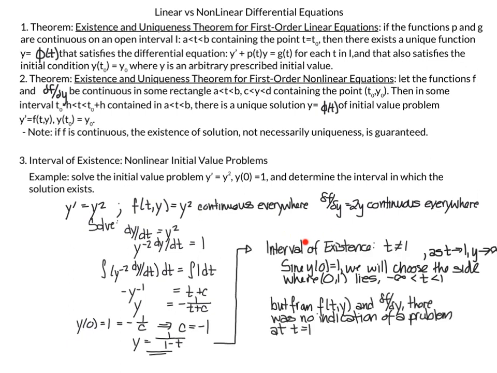Now I can look at my interval of existence. Here, if I look at y, obviously it does not include t is equal to 1. So the interval of existence is t is not equal to 1, even though my f of t, y and my df/dy show that it's continuous everywhere. For our interval of existence, then we need to choose either negative infinity to 1 or 1 to infinity. So we need to choose the interval that includes the value of t in our initial value, which is equal to 0. So in this case, we're going to be looking at the interval from negative infinity to 1. And again, just looking at f of t, y and df/dy, there was no indication there was going to be a problem.